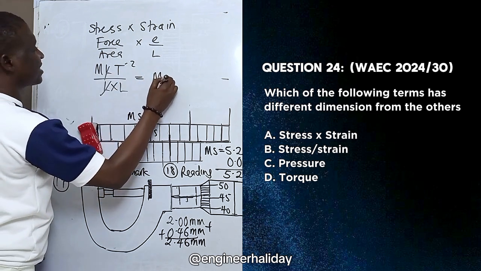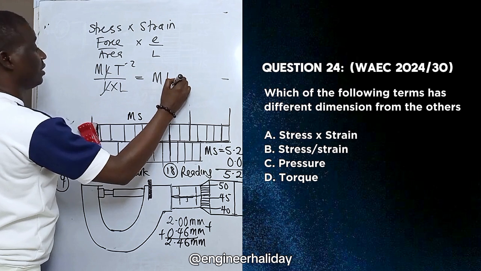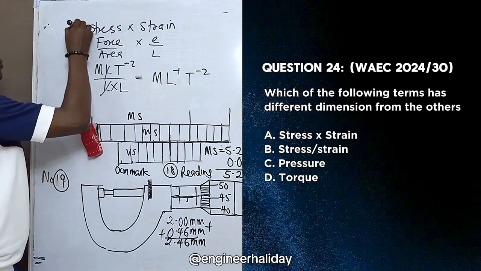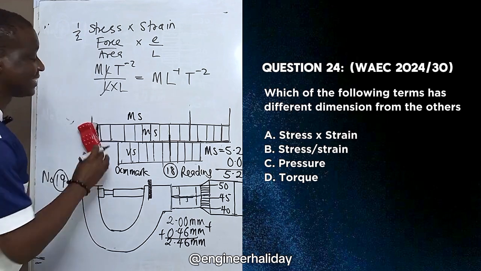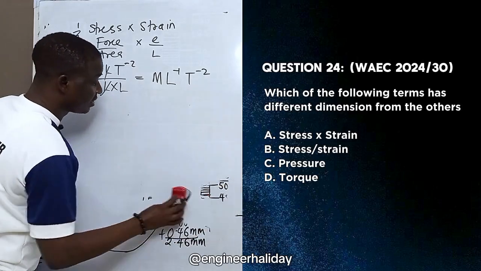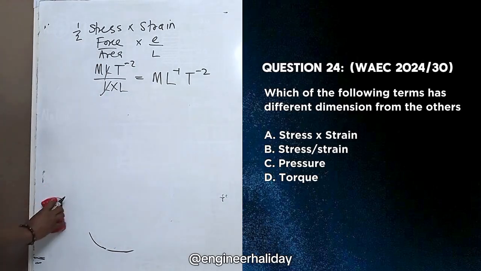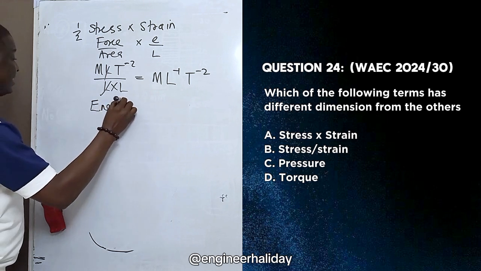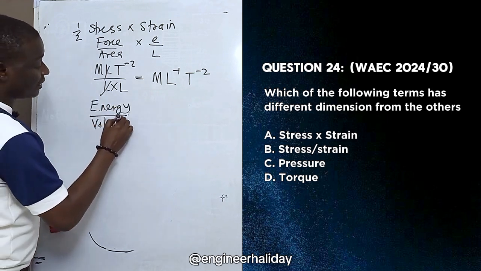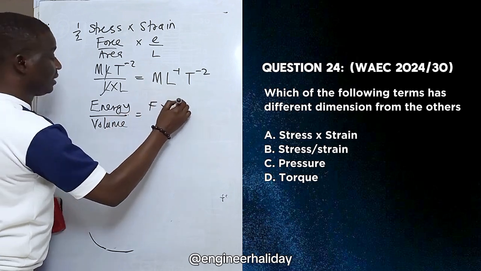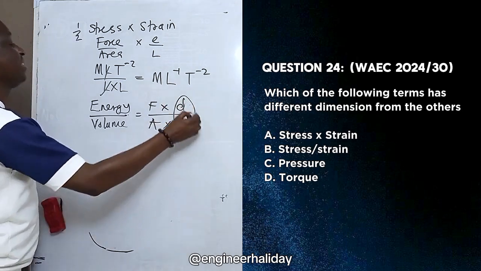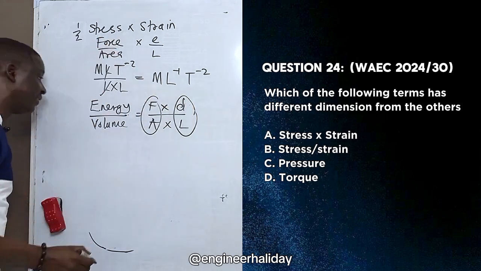So the dimension for stress times strain is ML^-1T^-2. Stress times strain, if we add half to it, we call it energy density. Please take note of that. Energy density is energy over volume. Don't forget, energy is force times distance, and volume is area times length. If you compare this one, you will discover that they have almost the same thing.